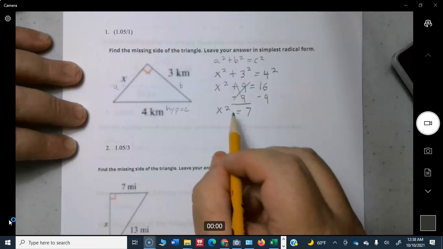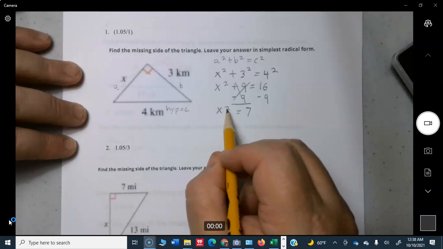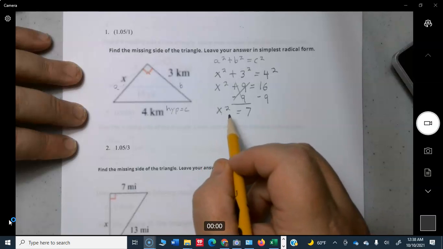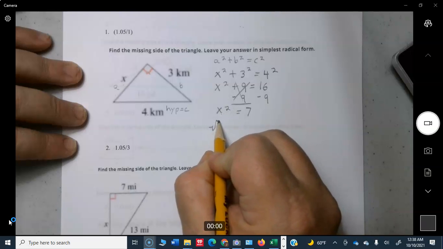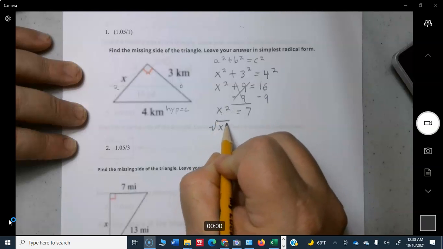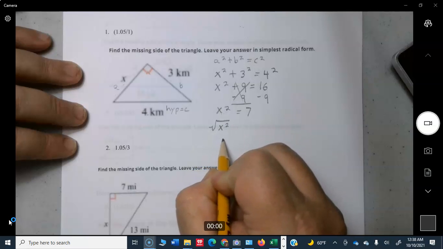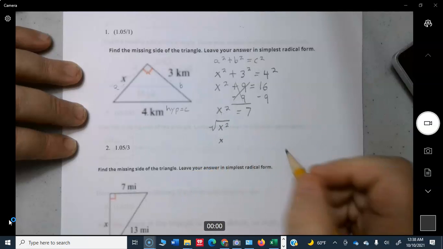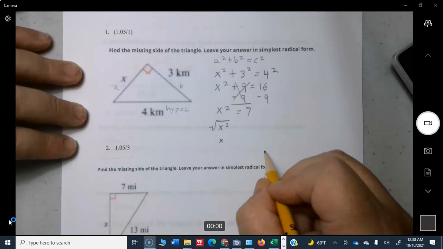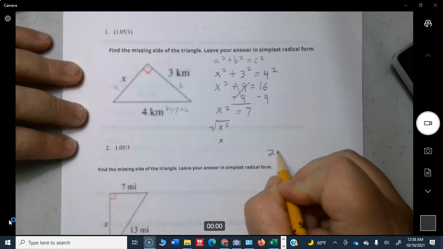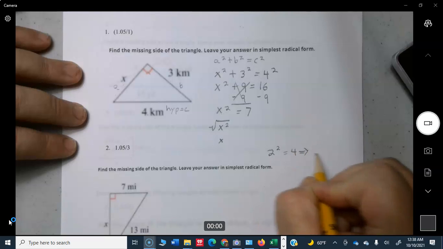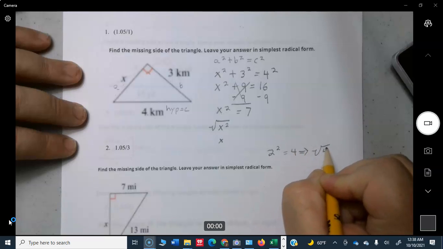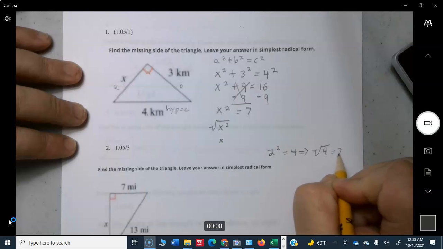So how do we get x? You inverse x squared to get x. The inverse of a square is a square root. So you take the square root of x squared, and that simply equals x. Let me prove that to you. If you take 2 squared, that equals 4. If you then take the square root of 4, it gets you back to 2.